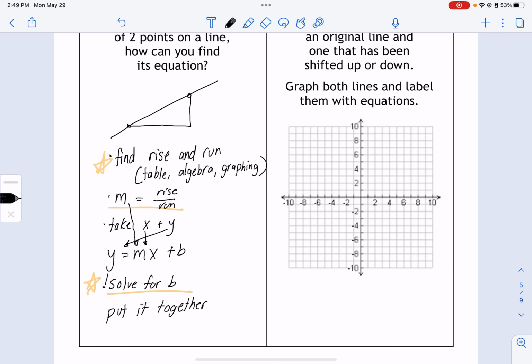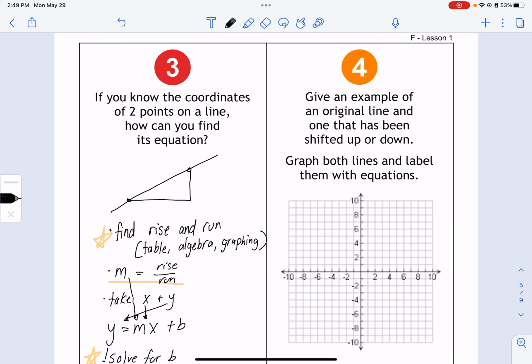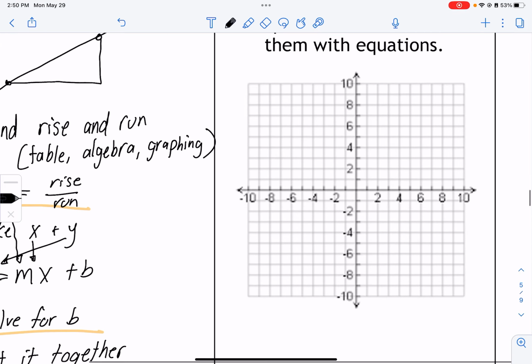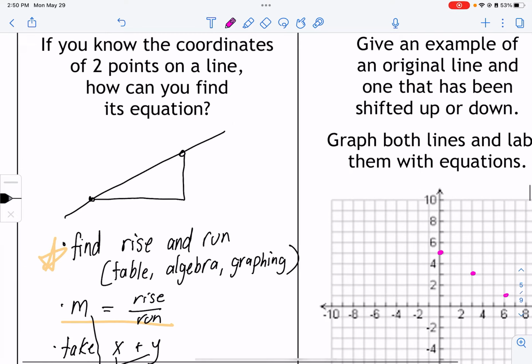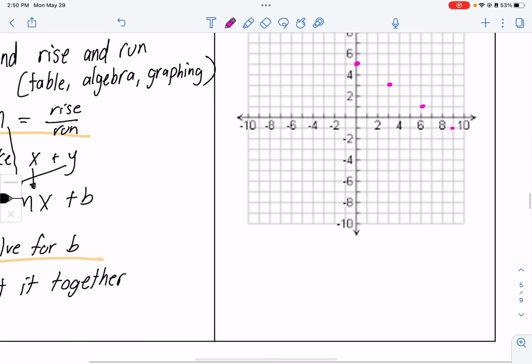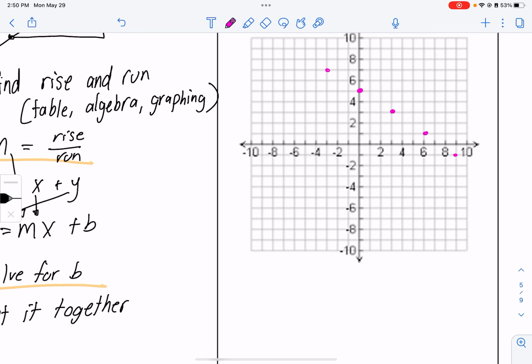Okay. Question number 4. Give an example of an original line and one that has been shifted up or down. So let's make a line here, and I think I want a negative fraction slope here. So let's start at maybe 5. I've drawn pink here. And maybe let's go down 2 over 3, down 2 over 3, down 2 over 3, and back up this way. So here is our line.